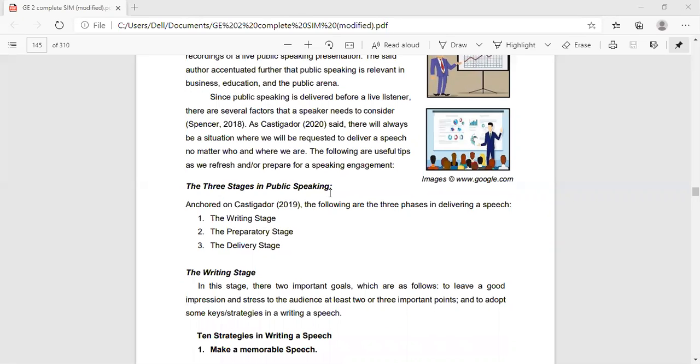Like in class, for example, with recitations like this, that's why we do extempore, because in extemporaneous speaking you are only given a few minutes to prepare your talk. So you have to be prepared and know how to make use of those few minutes given to you for preparation, because it is in preparation where we have our confidence. So the three stages in public speaking are writing, preparatory, and delivery stage.